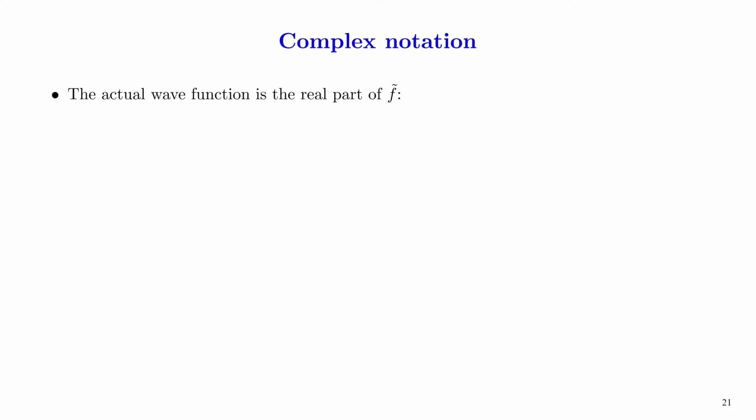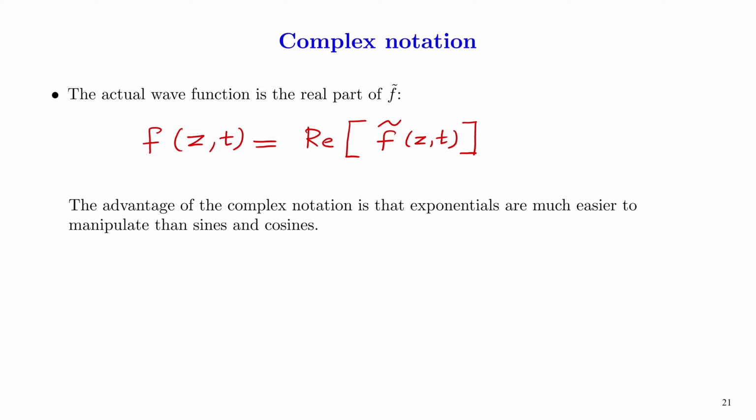And the actual wave function is the real part of the complex f, and this is written as f(z,t) equal to the real part of the complex function f(z,t). The main advantage of using complex notation is that exponentials are much easier to manipulate than sines and cosines.